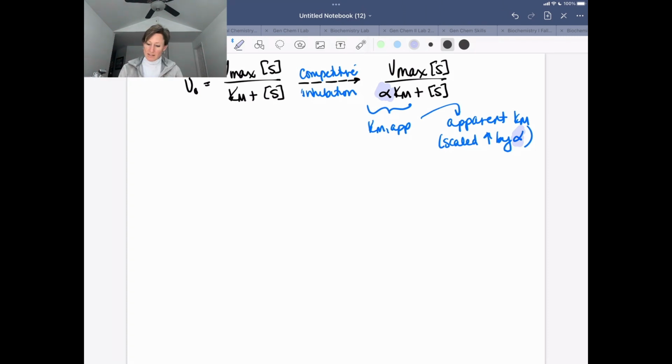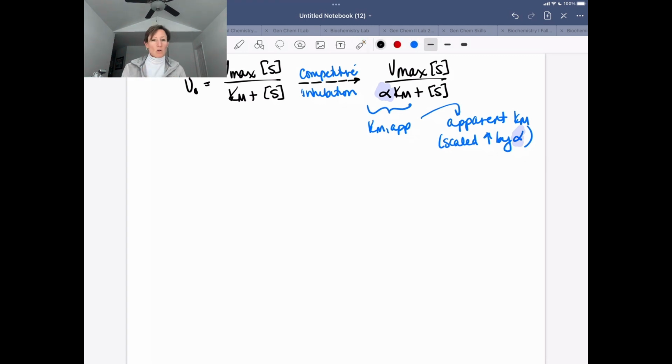Now, one of the things to highlight, we're going to write this down, but I want you to see it mathematically here. When we start putting a number in our denominator that is greater than 1, if we have some potent inhibition, this is going to mean that we are decreasing this entire value, which means we are decreasing V naught. That makes sense. We're doing inhibition. We should slow down our reaction.